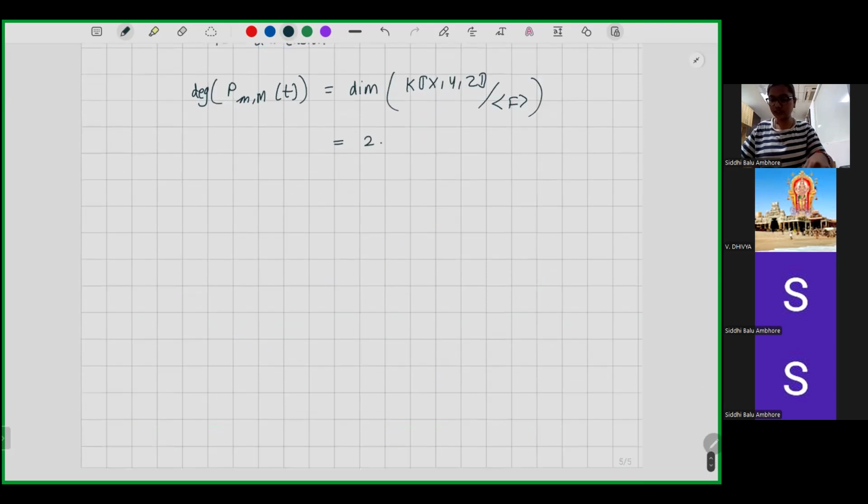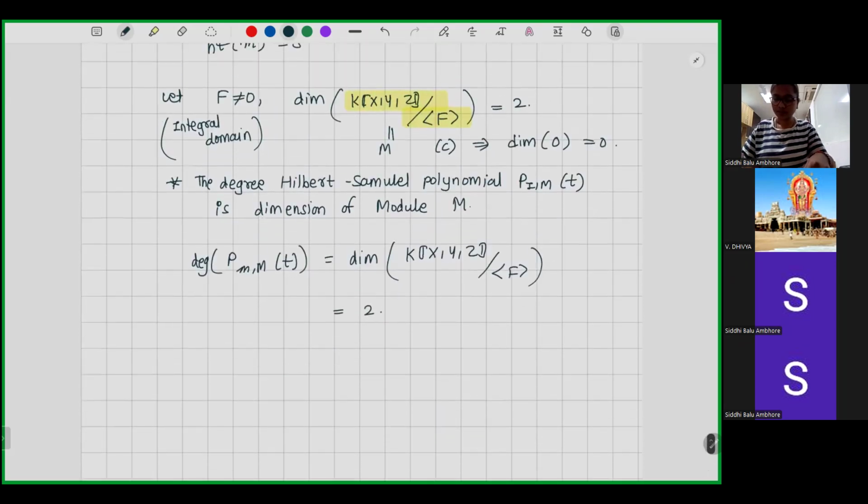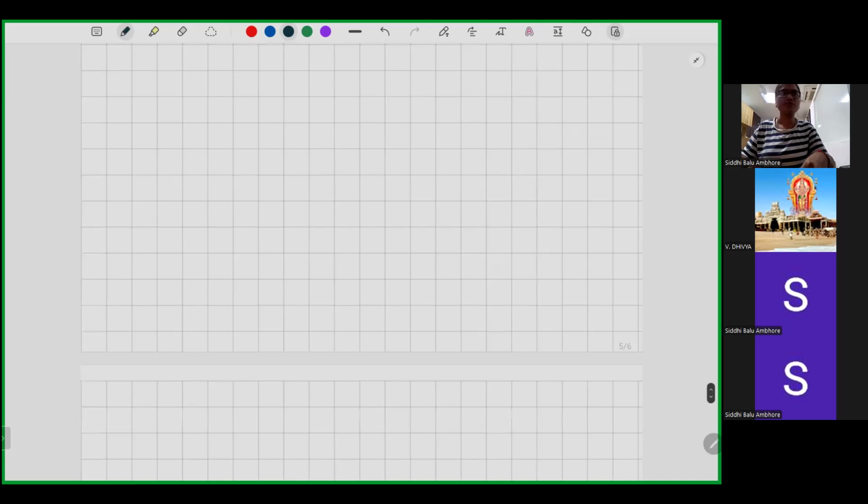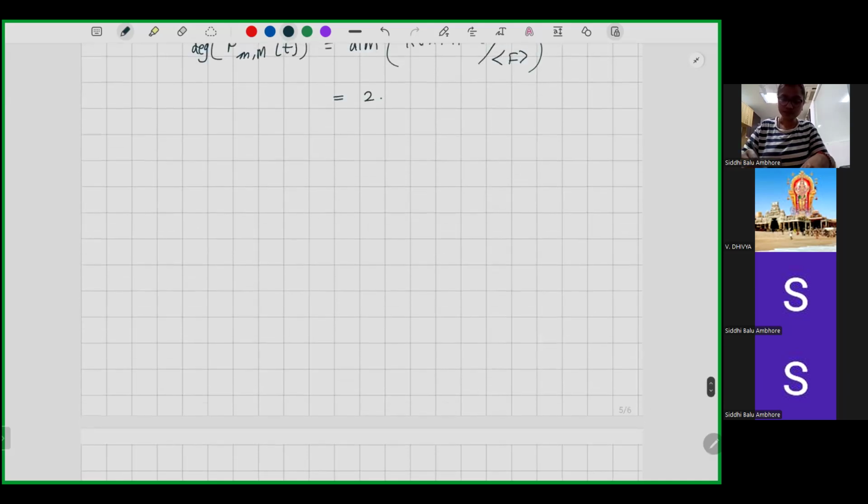Is it clear? I hope. Okay. If you have any doubt, please write it in the chat. Otherwise, I will move to the next question. Question 3. So let R be this K, again we are in polynomial.